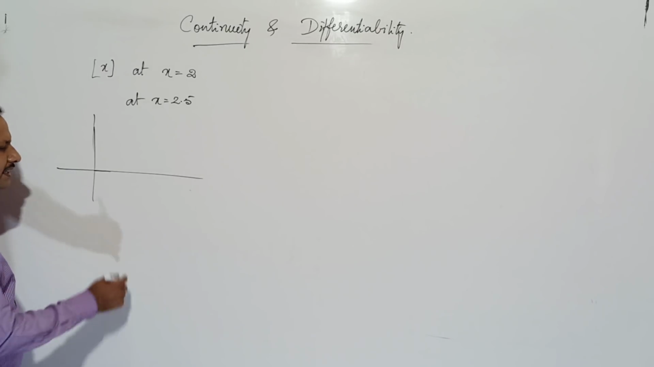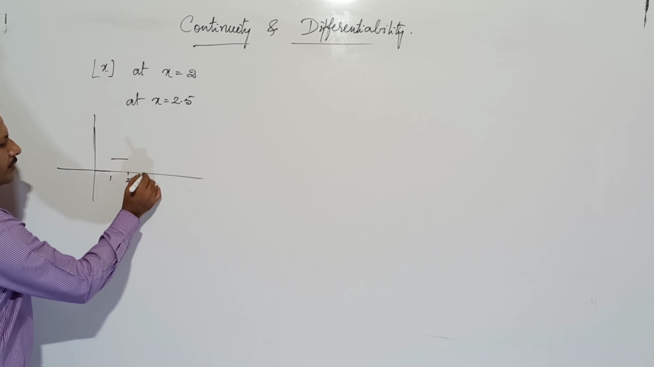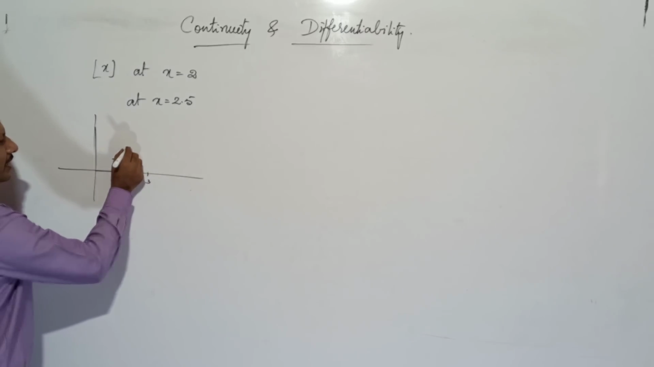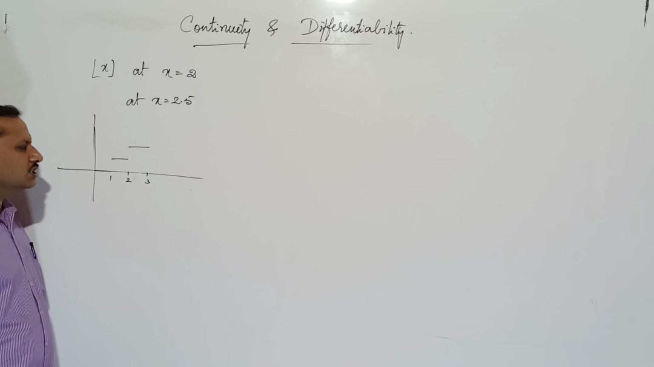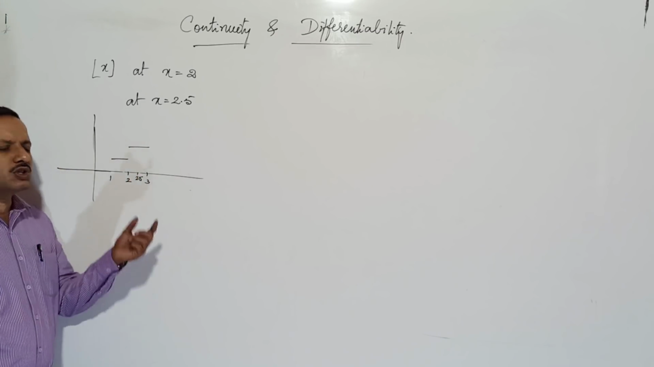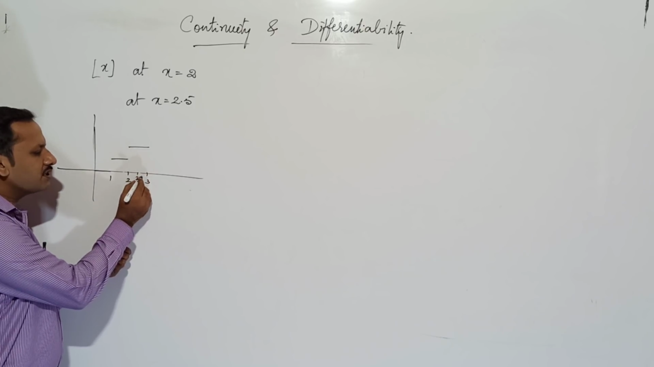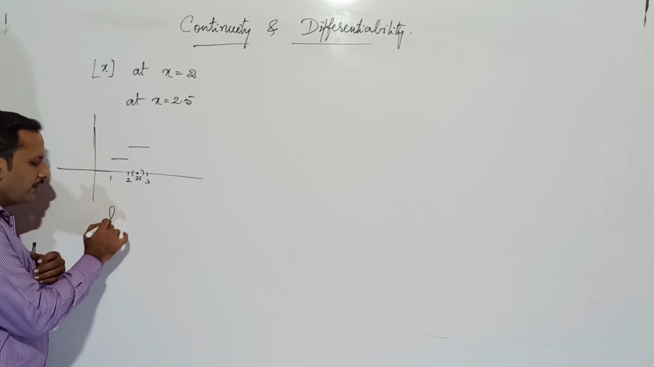From 0 to 1 it is 0, from 1 to 2 it is 1, and from 2 to 3 it is 2. So here is our 2.5. We want to check whether the function is continuous or not at this particular point. So now what do I do?